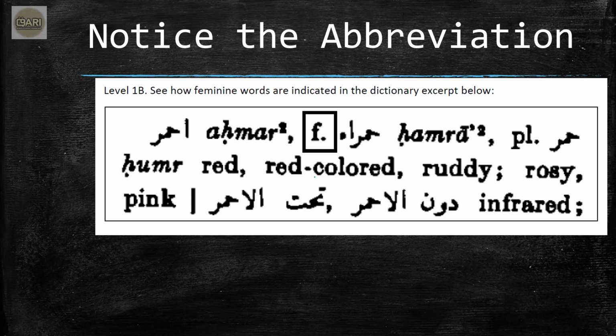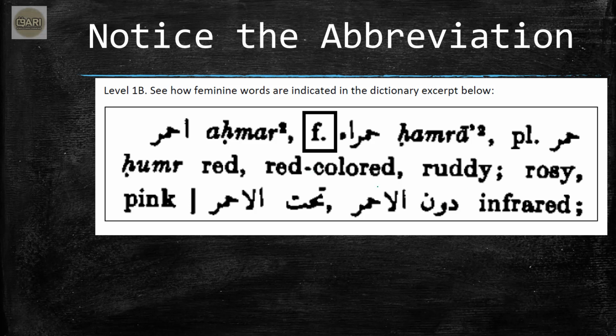So hamra, yeah, that's red, but that's feminine red. Sauda, that's black, but that's feminine black. Samra, that's brown, but that's feminine brown. Khadra, that's green, but feminine green. Zarqa, that's blue, but feminine blue, and so on.